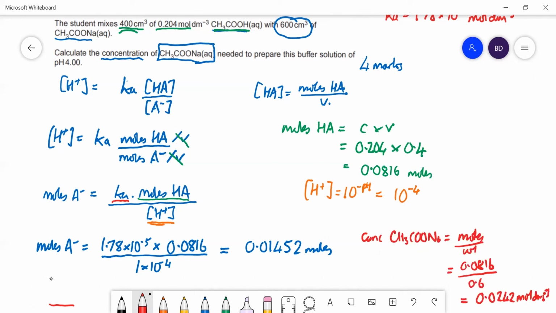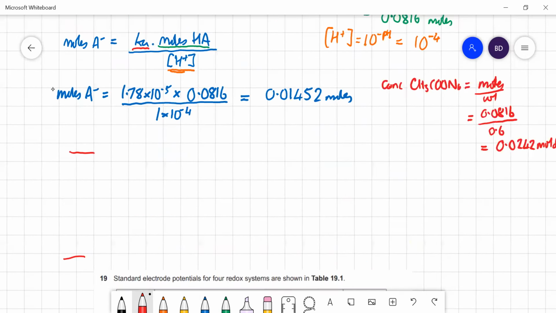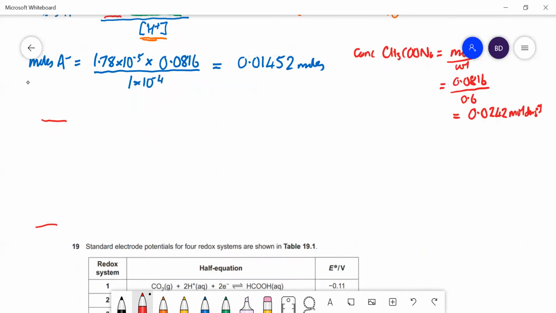My buffer calculations are difficult. If you go to my homepage on YouTube and look at playlists, there is a whole load of videos on buffer calculations. If you have a look, there's a whole playlist of them. So that is our final answer, 0.0242 moles per decimeter cubed.